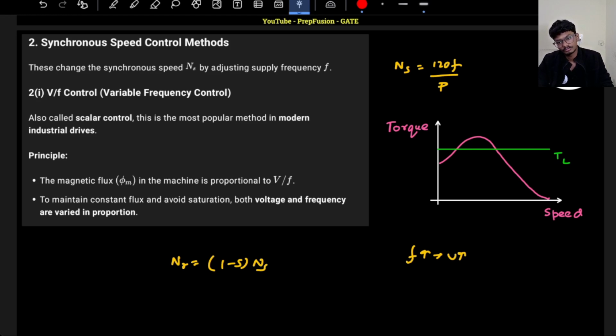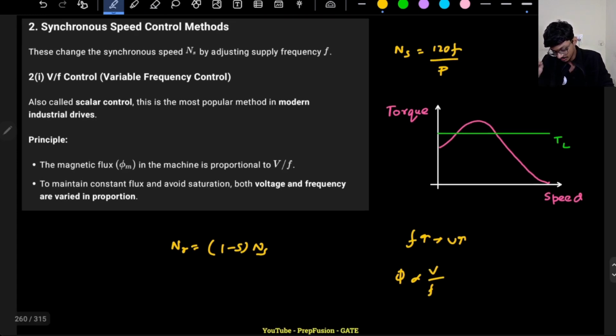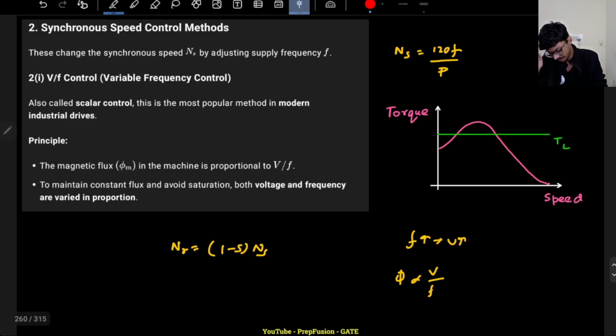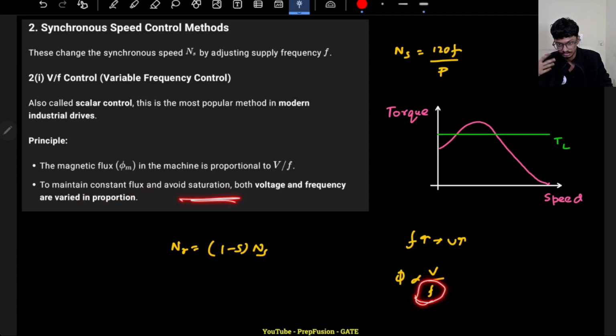My flux will be constant, flux is V by F. If I am reducing the frequency, the voltage also has to be reduced, so flux stays constant. It will be a constant flux operation, because if I just reduce the frequency alone, the flux increases and there can be saturation, right?